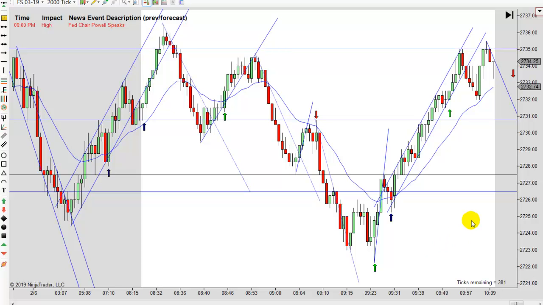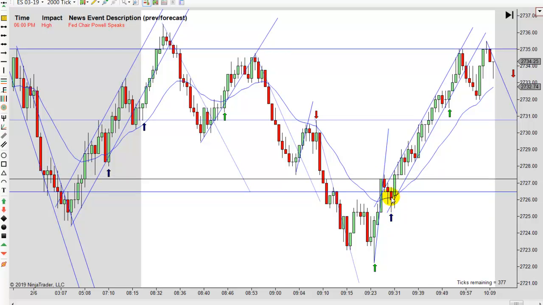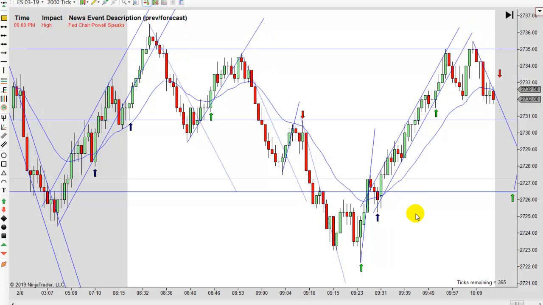So the better setup is when we come back here. Notice how we push through and pull back. Earlier, I had a really nice signal bar here. Is the reason that one's marked blue.